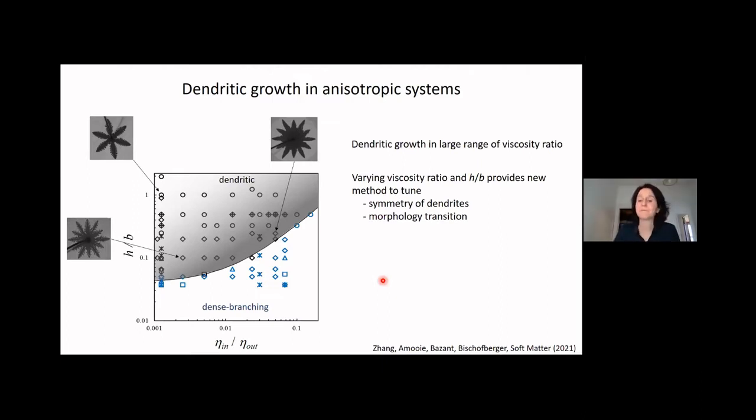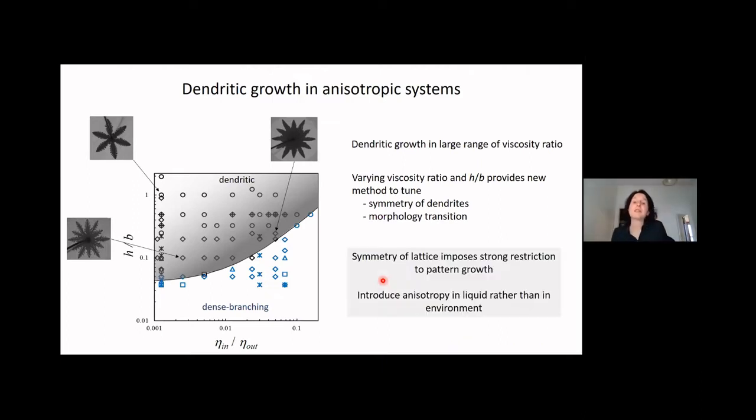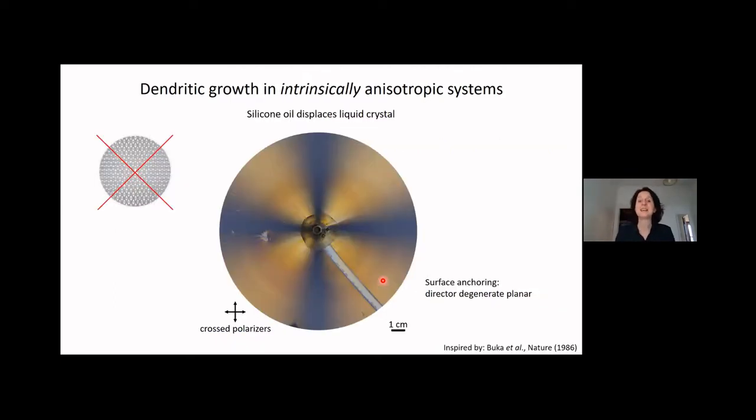Now, ultimately, though, this symmetry of the lattice still imposes a very strong restriction to the possible patterns that can grow, allowing only for 6 or 12-fold symmetric growth. And indeed, I want to show you a second way how we can introduce anisotropy, which is maybe a bit more elegant, and which is by doing so in the liquid itself rather than in the growth environment. And so we can do that by using liquid crystals, which are intrinsically anisotropic fluids.